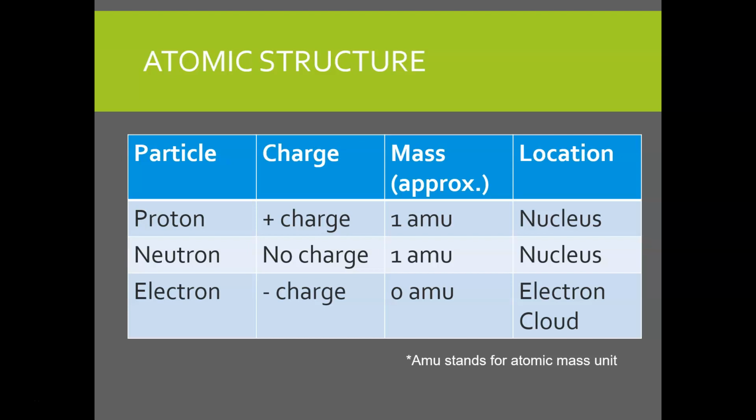As far as where they're found in the atom, protons and neutrons are found in the nucleus together, so that means the nucleus has a positive charge and also has all of the mass of an atom. While the electrons are in that electron cloud around the outside of the nucleus, but do not account for any of the mass that an atom has. And just as a note, AMU stands for atomic mass unit.